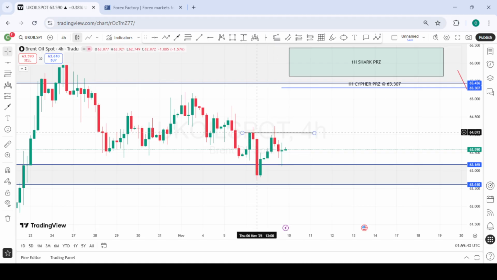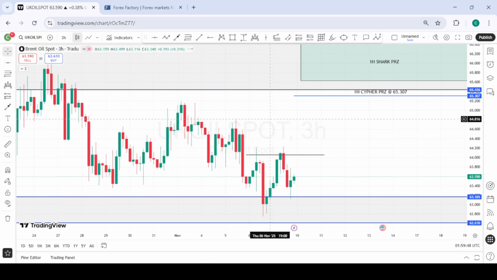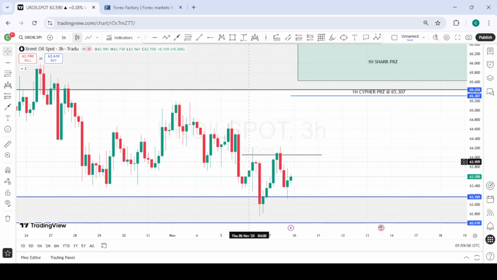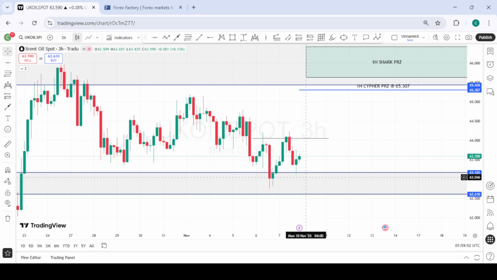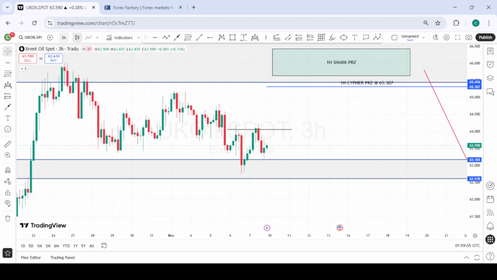And as we can see, the possible C leg formation is already happening, and we're expecting a structural shift, a 4 hour structural shift here. But if we drop down to the 3 hour time frame, we realize that price has already shifted bullish on the 3 hour time frame. So this trade might likely play out on Monday. It looks like it's even ready.